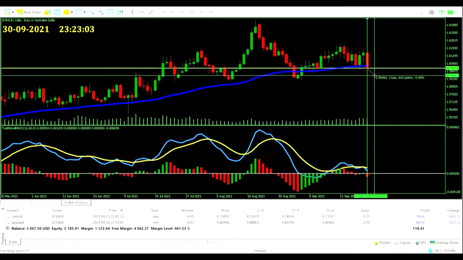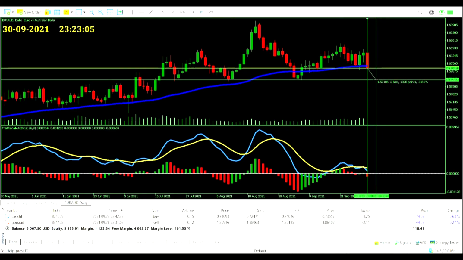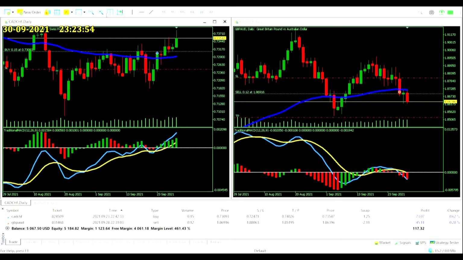Price just come across the moving average. That is a would-be sell trade there. That is it though. No moves for us to make. So we'll just come back in 24 hours time and see if we've got anything before the weekend.